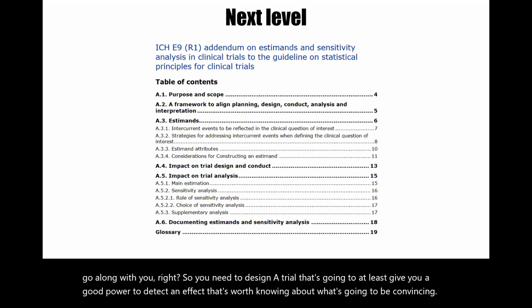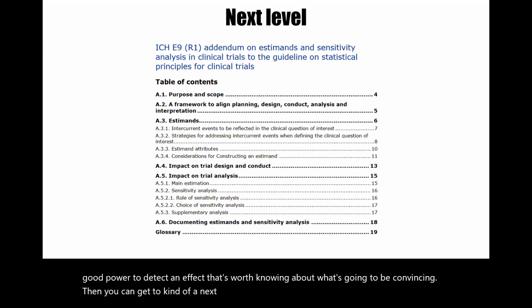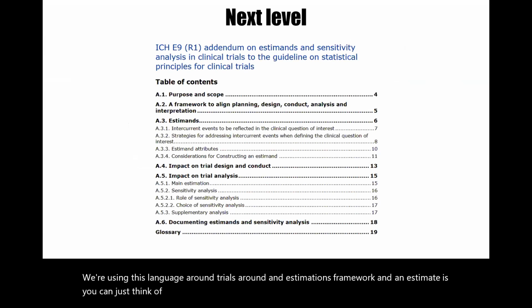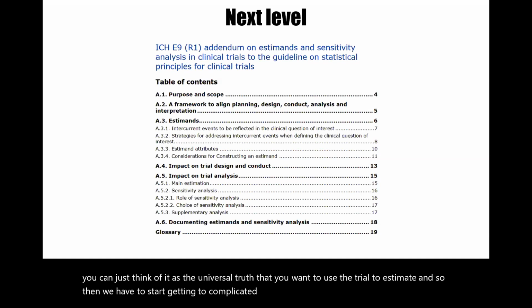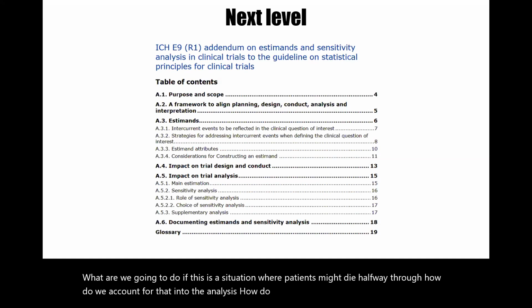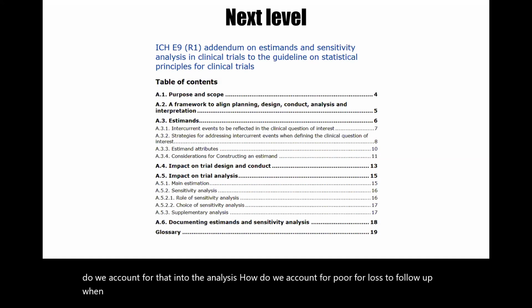Then you can get to a next level. More and more we're using this language around trials, an estimand framework. An estimand is, you can just think of it as the universal truth that you want to use the trial to estimate. And so then we have to start getting into complicated things like, what if you have multiple outcomes? What are we going to do if this is a situation where patients might die halfway through? How do we account for that in the analysis? How do we account for loss to follow-up when people have differential attrition?